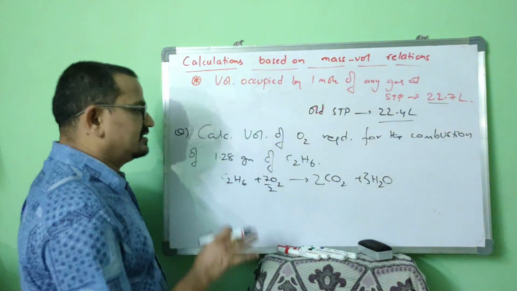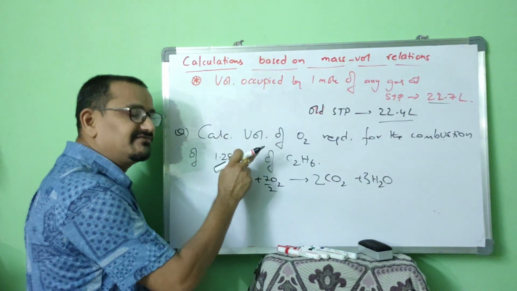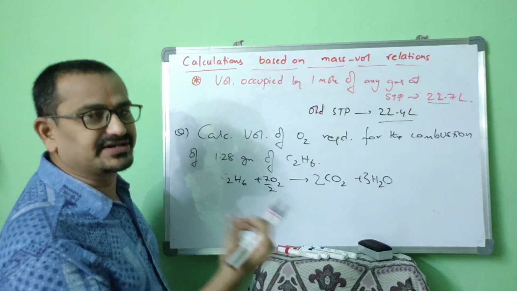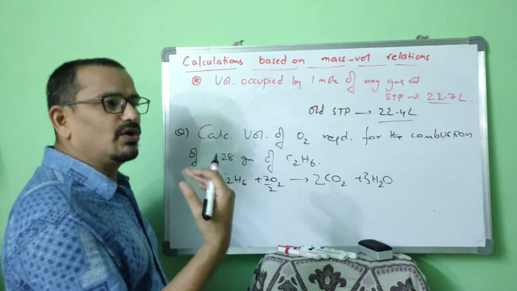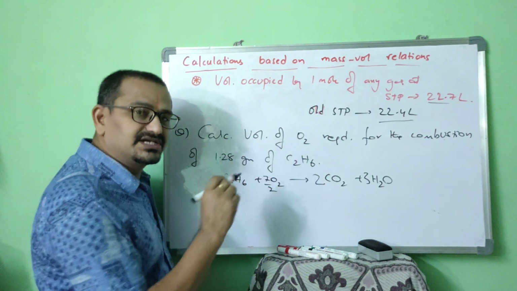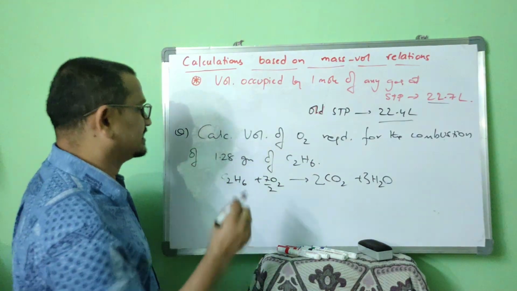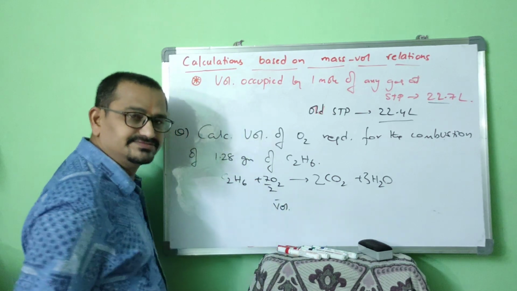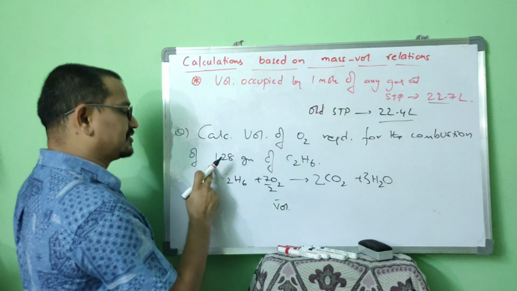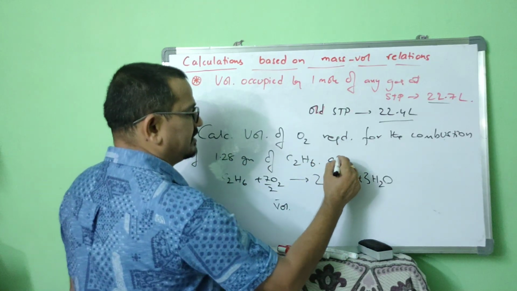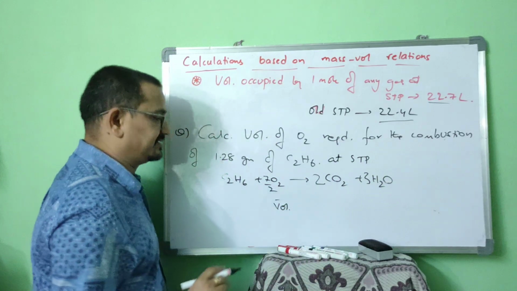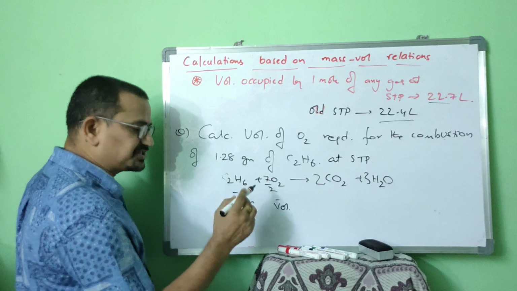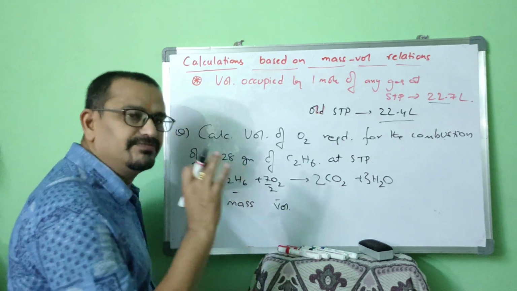Got it? Now in this equation the question is dealing with which two substances. They may be reactants or products or reactant and product. Which substances is the question dealing with? That's the point you have to notice. Calculate the volume of oxygen. Underline this: volume. Right? Required for the combustion of 1.28 grams of ethane at STP. 1.28 grams of ethane means underline this: mass. So this is a question dealing with mass volume relation.